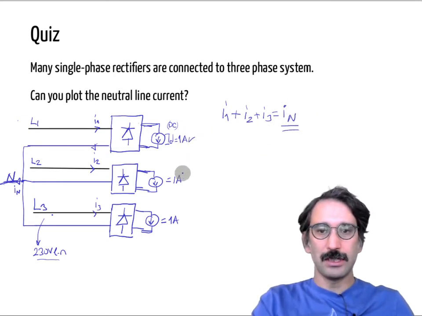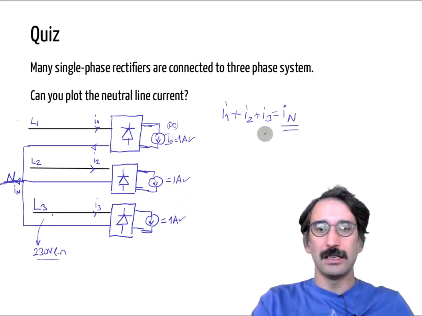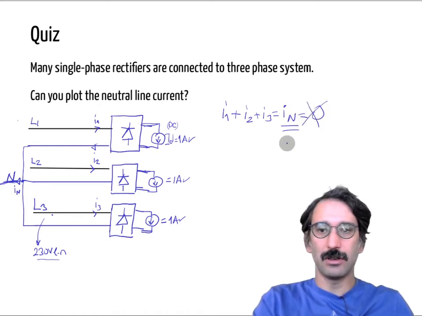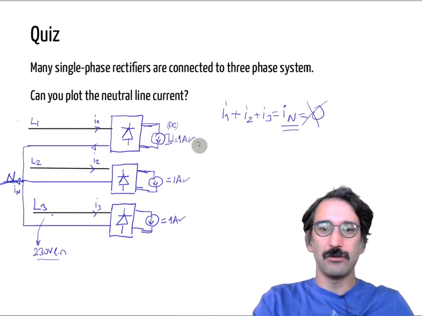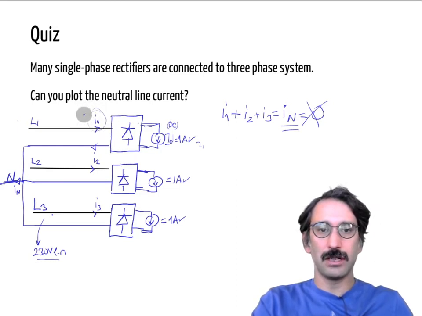The first thing you might say is, you have all equal currents, they are 120 degrees shifted, then they should cancel each other. Maybe you can say that should be equal to 0, but that is wrong. That is only correct if you have a pure sinusoidal current at that side, and in order to have pure sinusoidal current, you need to have a pure resistive load at the secondary.